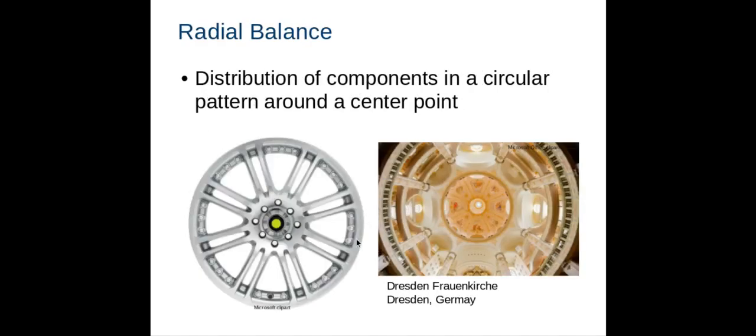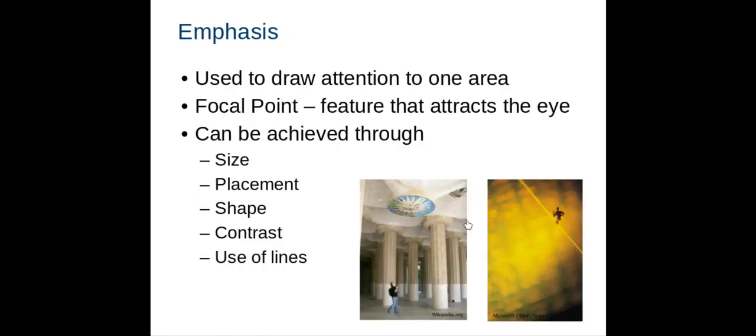Radial balance is when you've got components distributed around a center point, such as in this wheel that you see, or such as this cupola in the church.